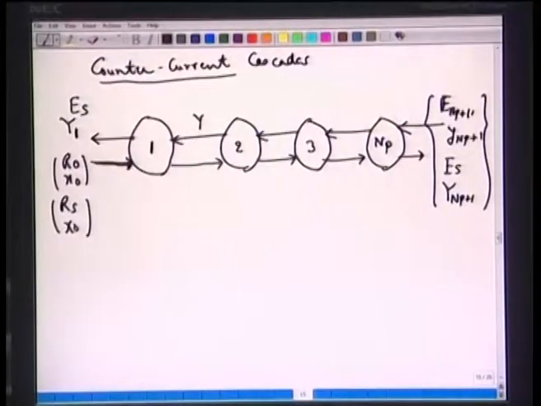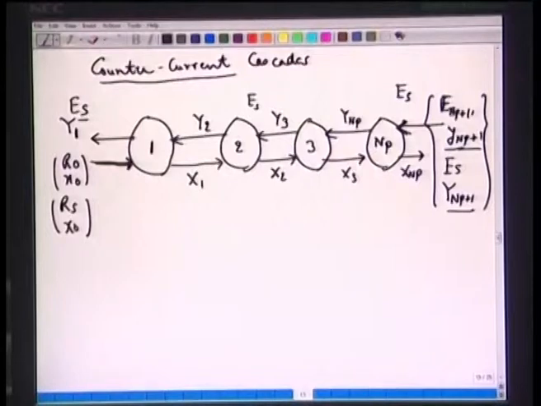This means this composition is Y2 here, this composition is Y3 here, this composition is YNP, and the composition of the fresh stream entering is YNP plus 1. Similarly, these compositions will be capital X1, capital X2, capital X3, and capital XNP. And this flow rate of Es will remain the same throughout, because we are working on solid free basis.